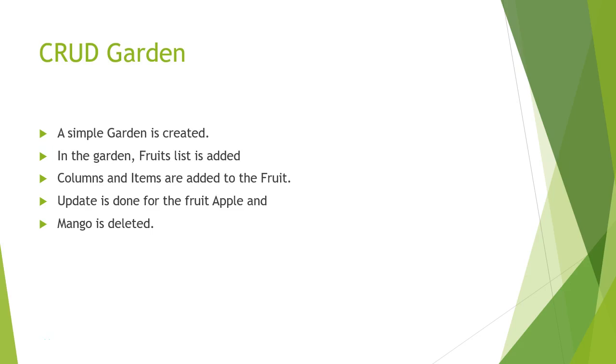So for this particular course, we will take the simple case of a garden. Assume you're going to create a simple garden site, and in the garden, you're going to store the details of all the fruits which are growing. And we'll have a fruits list. We'll add columns like the location of the fruits, and the items are added like the apple, orange, mango, pomegranate. And we'll update the location for apple from Washington to Australia, and we'll finally try to delete mango.